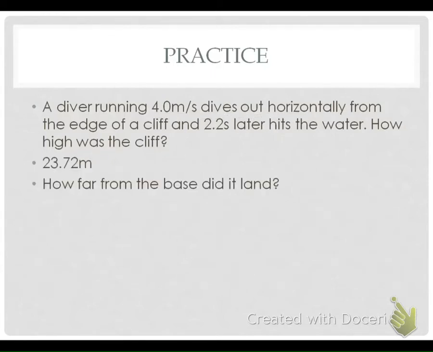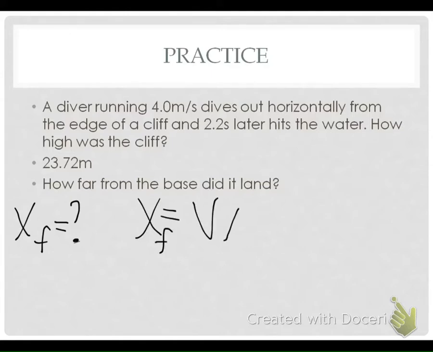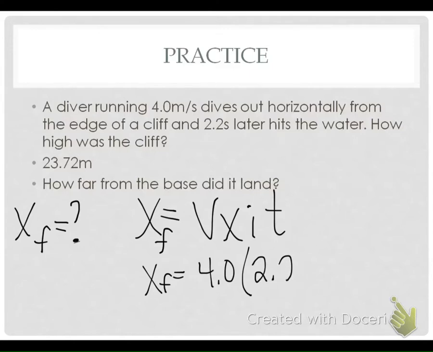Now we're going to solve for which variable? X. Yes, good. We're solving for x final. So we need to look at our horizontal equations. X f equals v xi t. Good. So x final: v sub xi we know is this 4 meters per second, because it's our initial horizontal velocity. So 4.0 times time, which they told us was 2.2. 8.8. Yes, it's meters because we're solving for a distance.